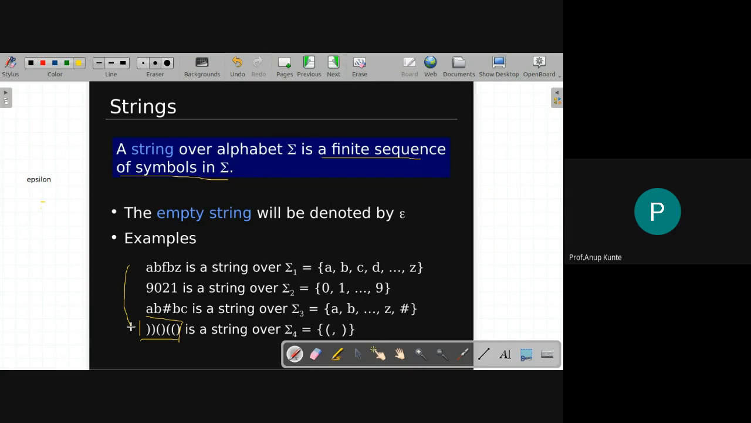Now, what will these strings that we saw represent? These strings will represent valid inputs or valid outputs for some computation. That is why we are learning this.